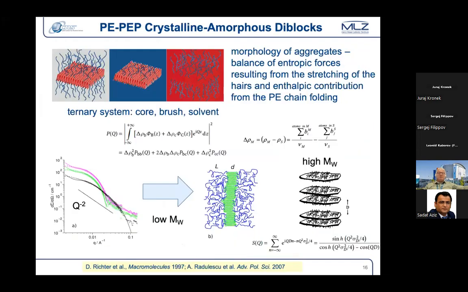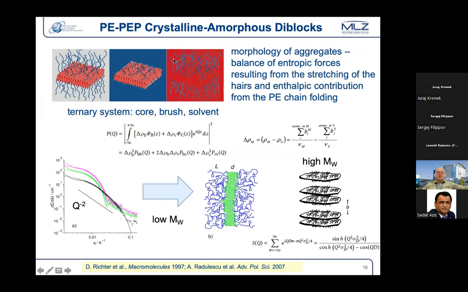Now I will skip these two transparencies. So first, what about diesel and crude oils? Polyethylene, polyethylene propylene diblock copolymers are usually good additives for such systems, what I presented to you in the very beginning. So these are diblock copolymers, crystalline polyethylene, amorphous polyethylene propylene in hydrocarbon solvents.